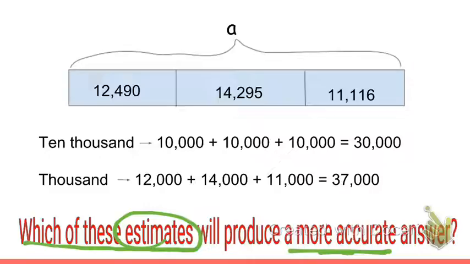So take a look up here. You have a couple to look at. You've got this one right here, and you have this one right here. Go ahead, look at both of those, and turn to your partner, and discuss which of these would be the more accurate answer in this case. Go ahead, turn to your neighbor.